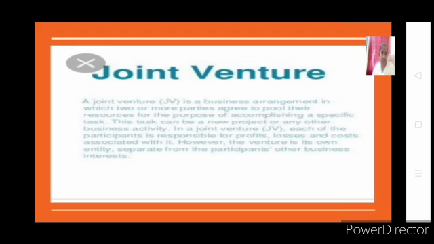Now we'll go with the meaning. A joint venture is a business arrangement in which two or more parties agree to pool their resources for the purpose of accomplishing a specific task. So here two different businesses will be there. A is a particular business, and B is a particular business. So A and B join together. It's just like partnership. We have seen partnership. Two different people come and join, they want to do a business. Similarly, two different businesses want to come together and do a business. That is called your joint venture.